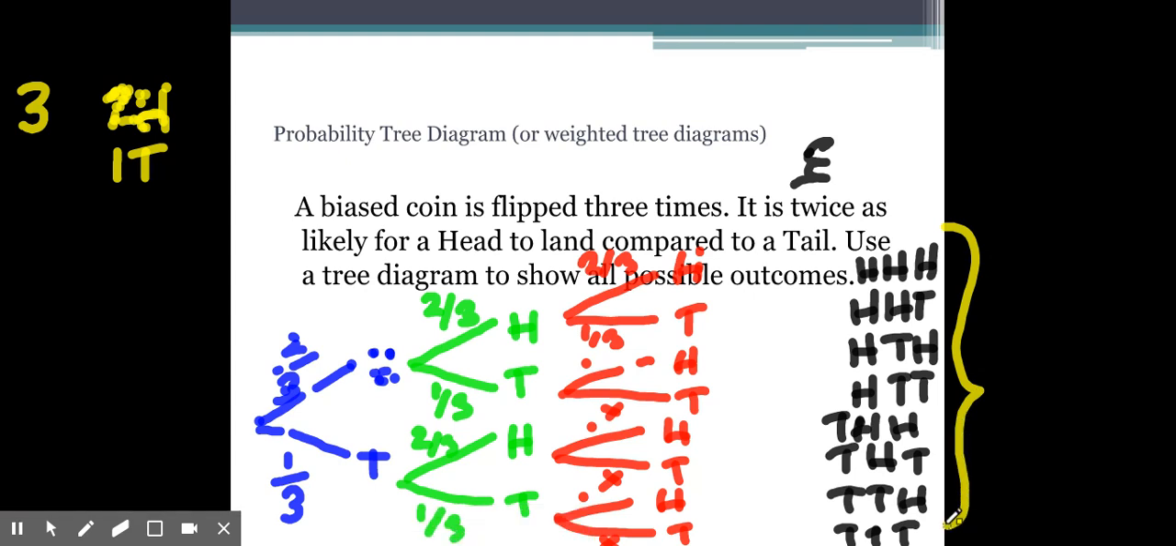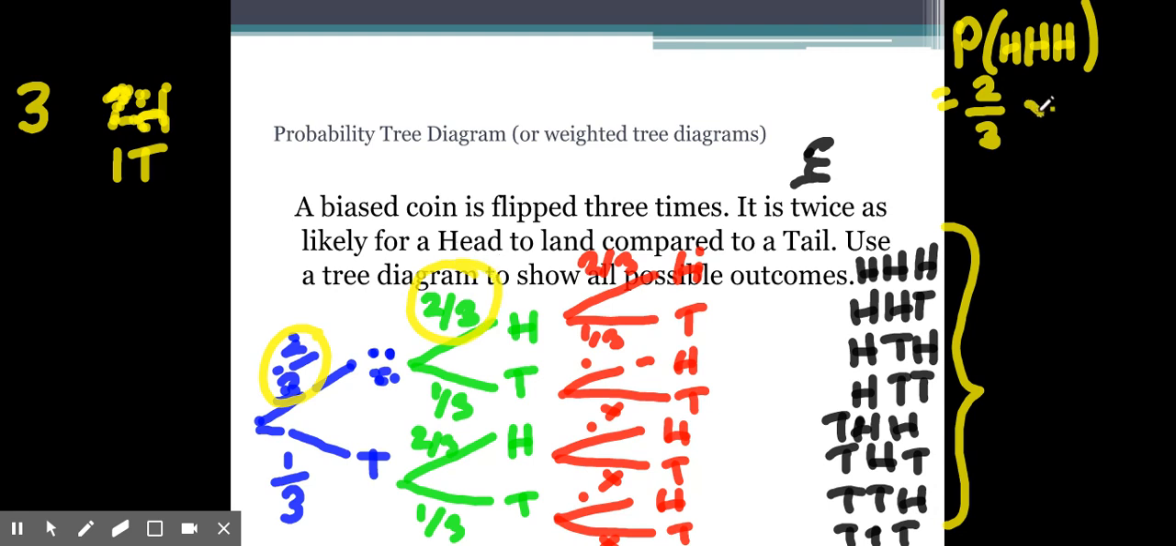However, if we wanted the probability of 3 heads, I would have to look at what happens at each step. The first chance of getting a head is 2/3, times the next one, 2/3, times the next one, 2/3, which altogether is 2 times 2 times 2 is 8, over 3 times 3 times 3, which is 27.